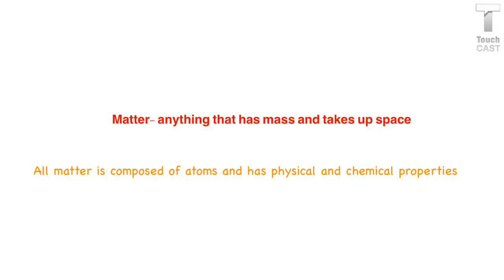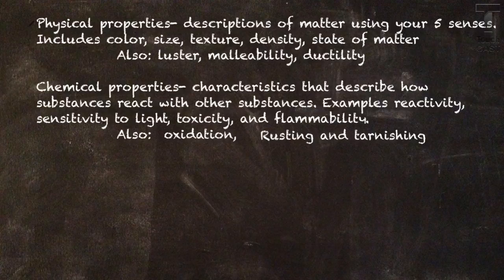Tonight we're going to be talking about properties of matter, specifically physical and chemical properties of matter. This is all kind of a review from elementary school, 5th and 6th grade, so it's just a little bit to refresh your memory. So here we go. Matter is anything that has mass and takes up space. All matter that we have is composed of atoms and has physical and chemical properties.